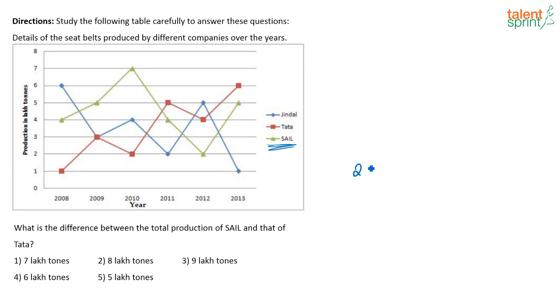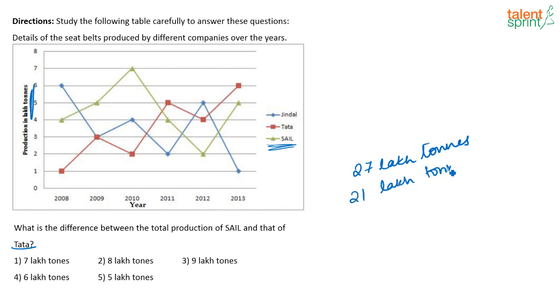So total production of SAIL is 27. Now what is this? It is in lakh tons, right? So 27 lakh tons is the production of SAIL. And what is the production of Tata? Tata is 1 plus 3, that is 4, 4 plus 2, that is 6, 6 plus 5, 11, 11 plus 4, 15, 15 plus 6, that is 21 lakh tons.